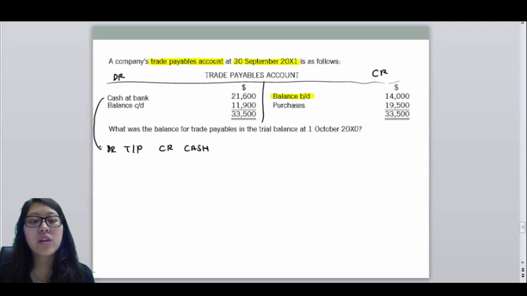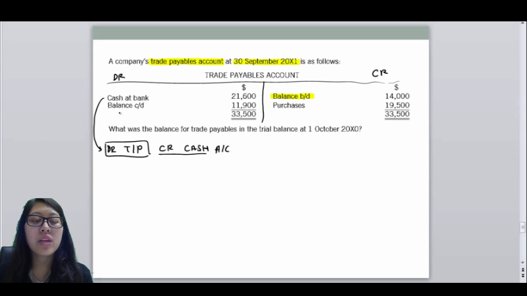But why is the cash account on the debit side here? Well, when we're writing the double entry like that, we should look at the account that we're working under. If it says credit cash, that means the cash account is being credited. But here, we're talking about the trade payables account, not the cash account. And so if the trade payables account is the one being debited, we record cash at bank to reflect that our trade payables has gone down because we have paid cash.